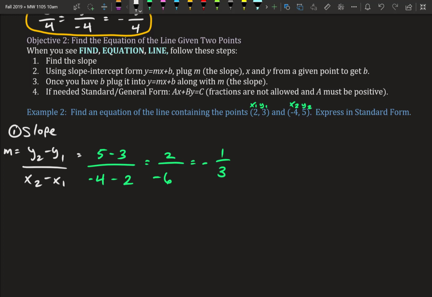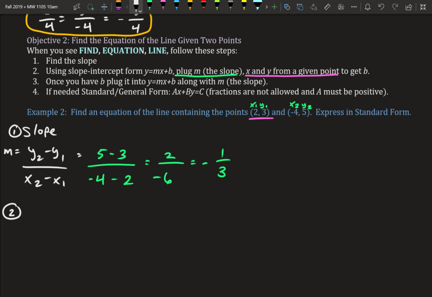Alright, our second step is to use slope-intercept form, which is y equals mx plus b. We plug in the m, which we just found, and we plug in x and y from a given point. They gave us two points, and you just pick the one you want to work with. I'm going to pick this one, and that's going to give us b.